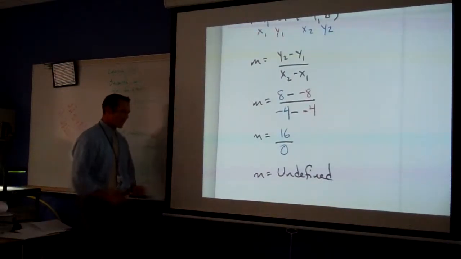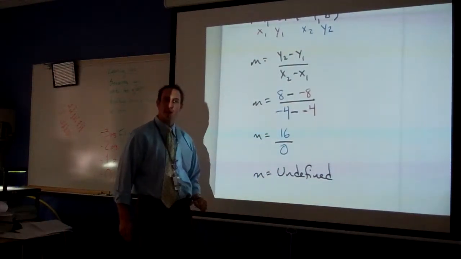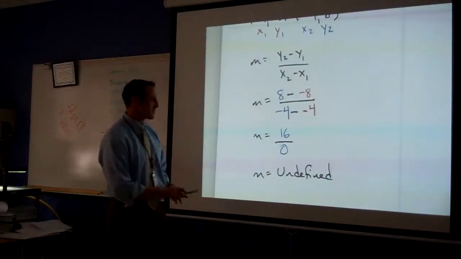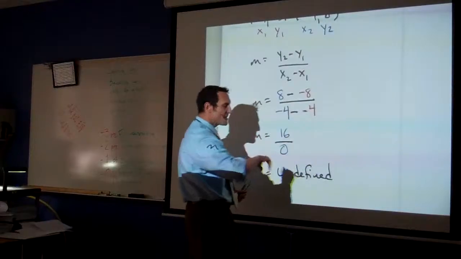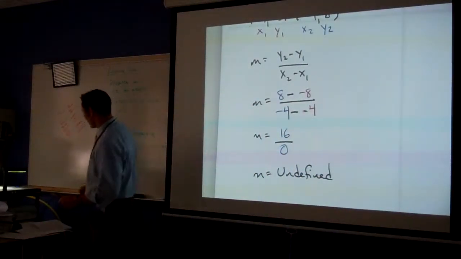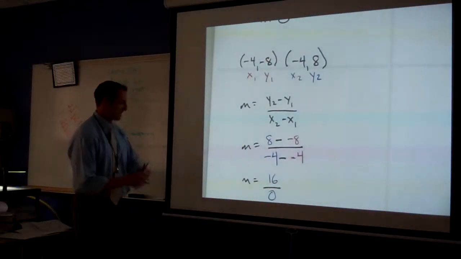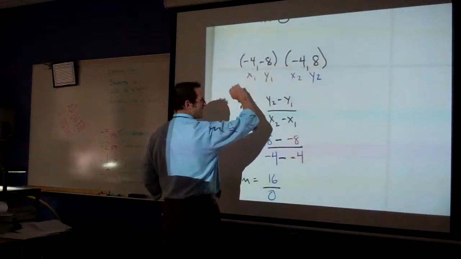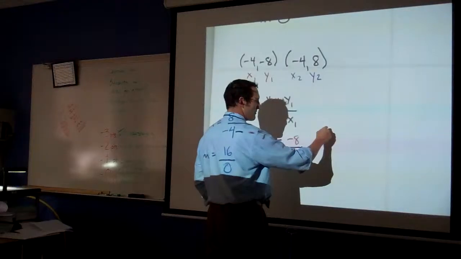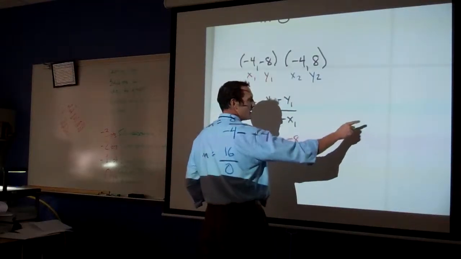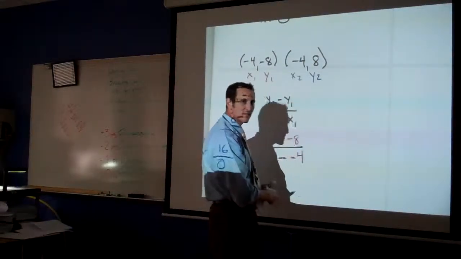So yes, you can simplify it. Remember, 0 on the top was 0. 0 on the bottom is undefined. What do we know about undefined slope? From the previous lesson, vertical line. So undefined slope, vertical line. Let's go back to our ordered pairs. What do these two ordered pairs have in common? -4 in the x. -4 in the x. Visualize the ordered pairs. -4, -8. -4, 8. Vertical line. Undefined slope.